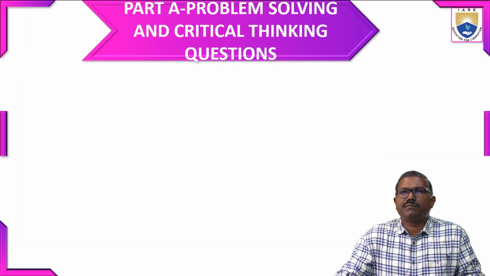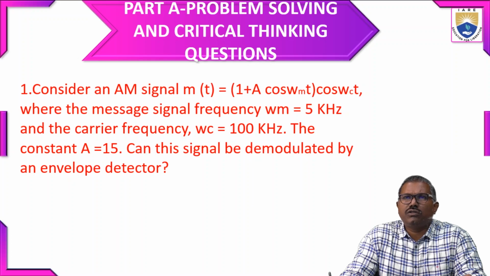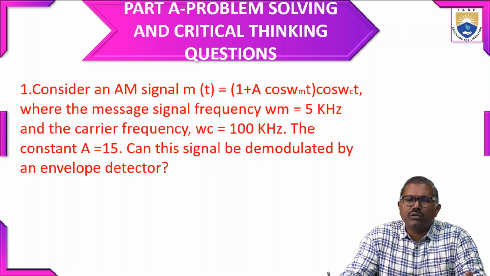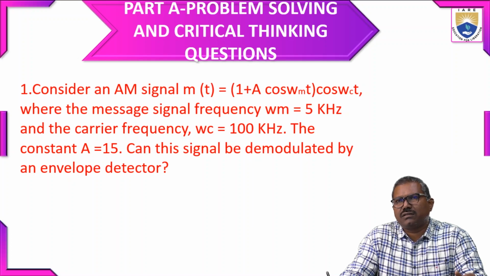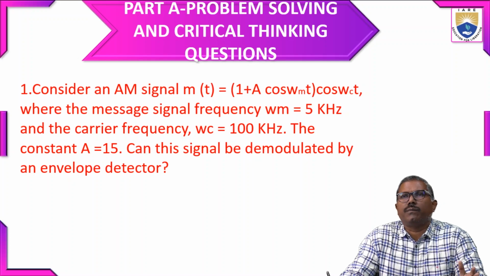So starting the question bank. The question bank consists of 3 parts. Part A is the problem solving and critical thinking questions. Here we give the problems. Critical thinking problems are given. Whereas coming to part B, long answers. Coming to part C, short answers. So this question bank consists of 3 parts for every module.